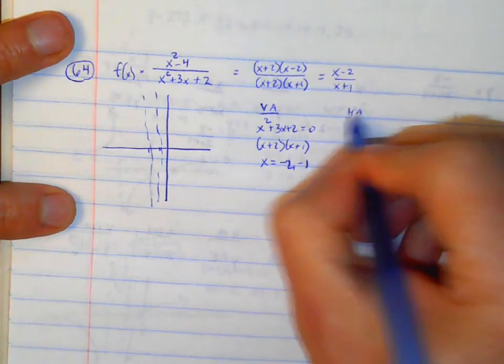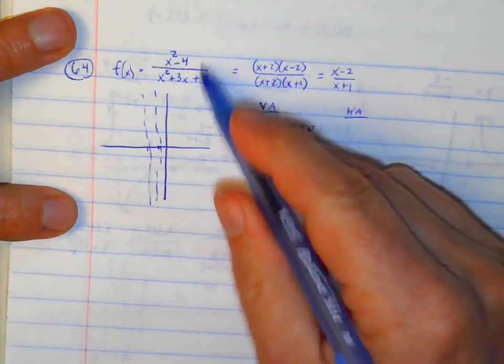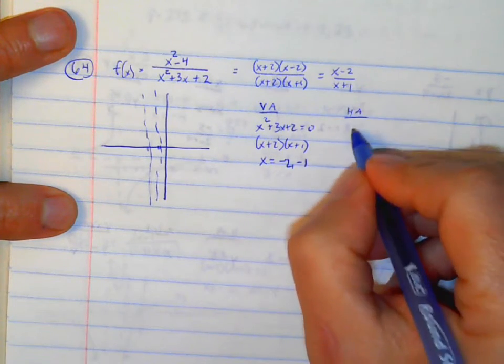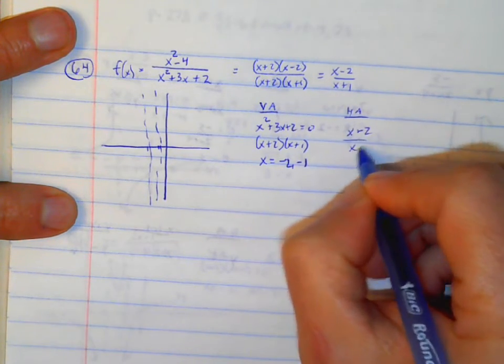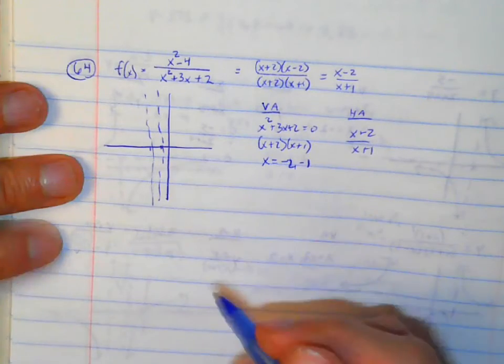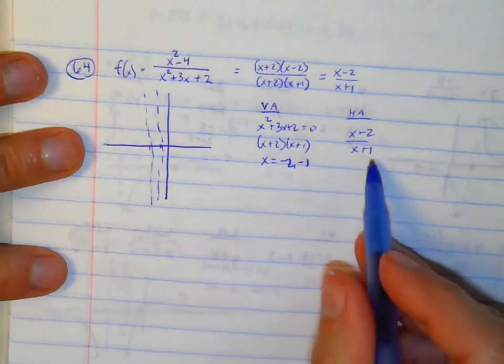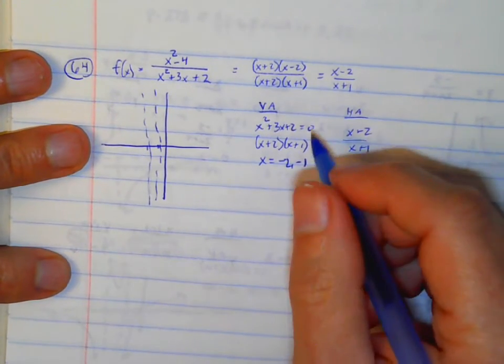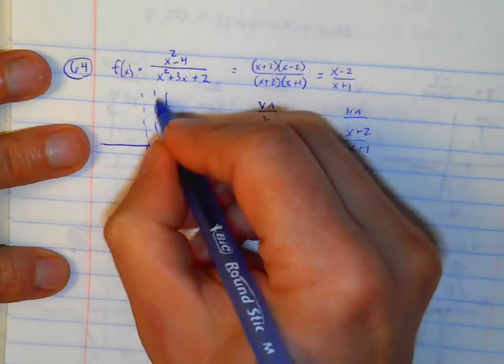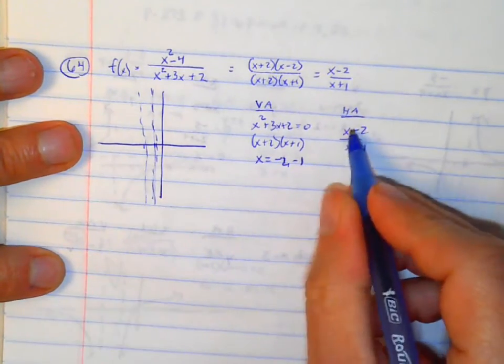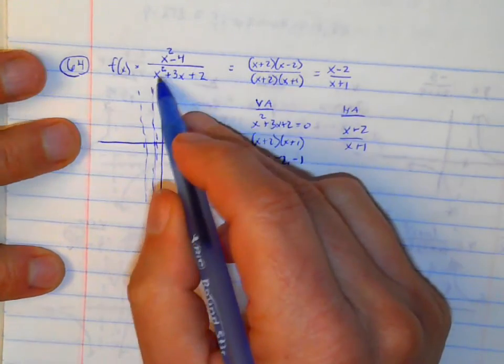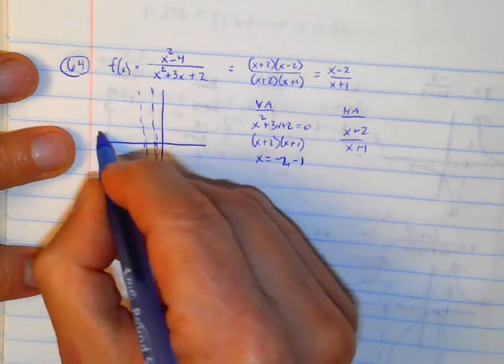The horizontal asymptote happens when I divide them. So if I divide these two, I know I get x minus 2 over x plus 1. So that's basically the graph we're using there. And to graph that, so we know there's an asymptote here. Okay, and actually it's x squared over x squared, right? So it'd just be at 1.